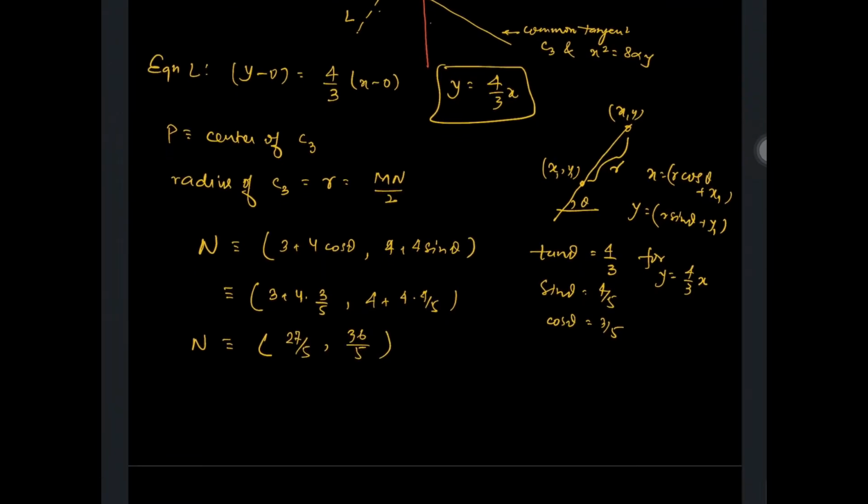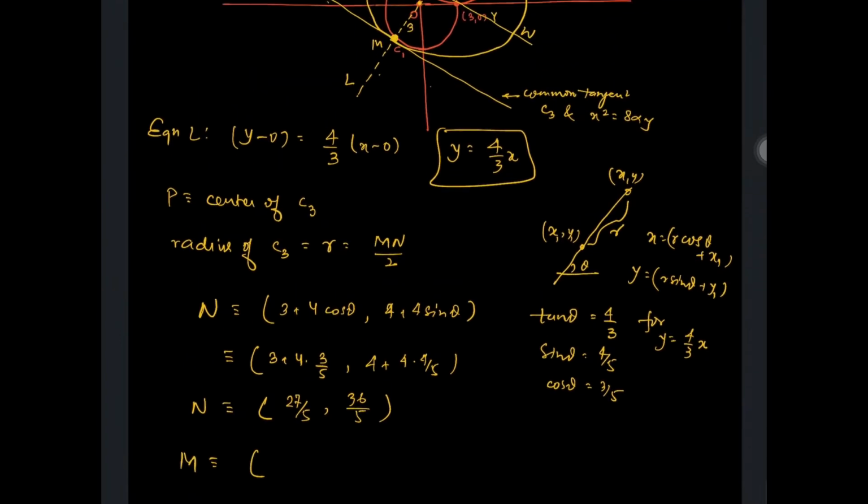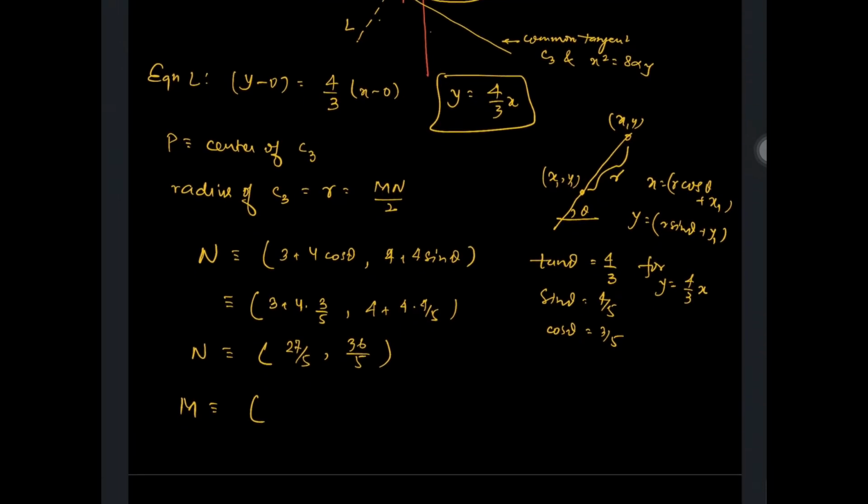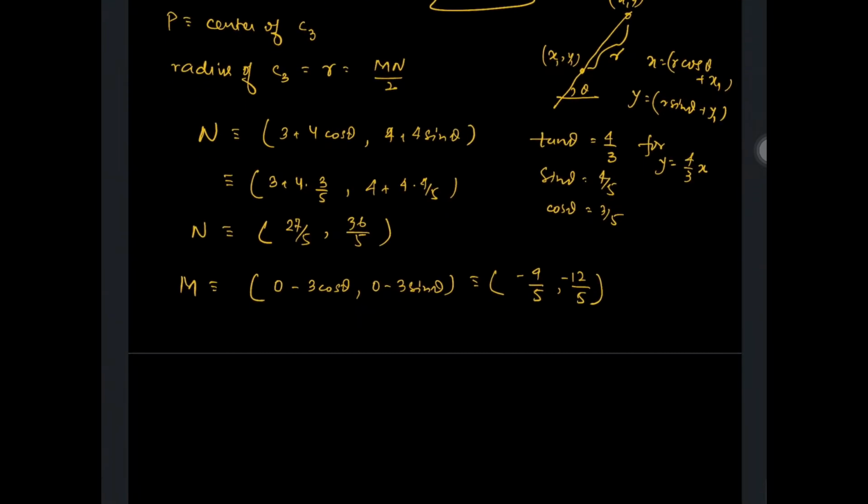Similarly, I can write the coordinate of M. So the coordinate of M is 0 from origin. So I can write 0 minus 3 cos theta and 0 minus 3 sin theta. So this I can write as minus 9 by 5 and minus 12 by 5. Okay, so what is the distance MN?